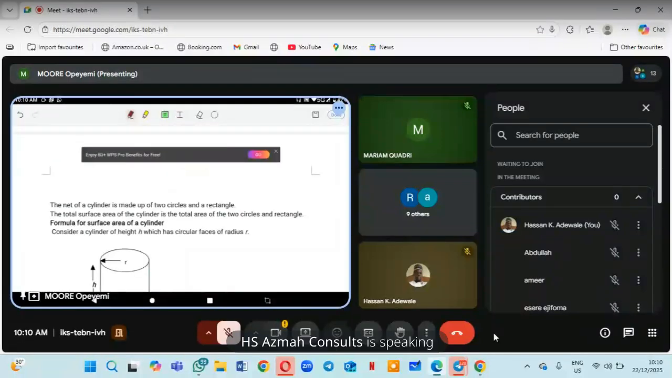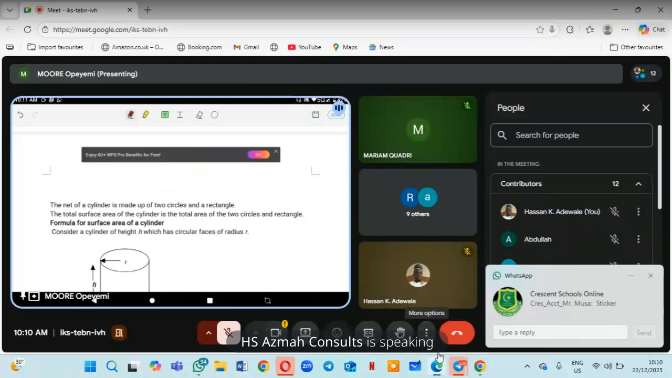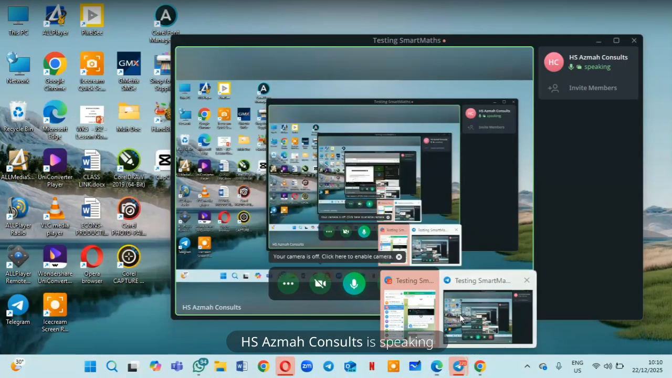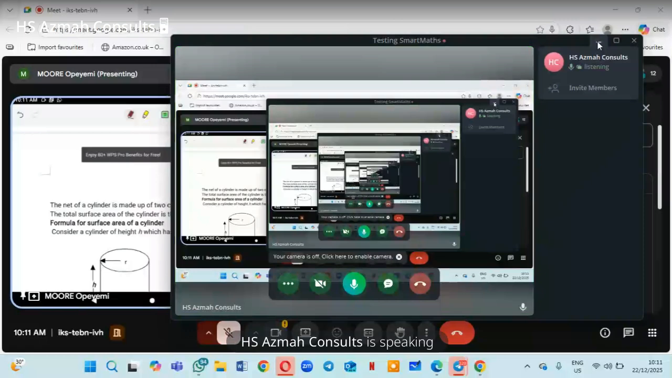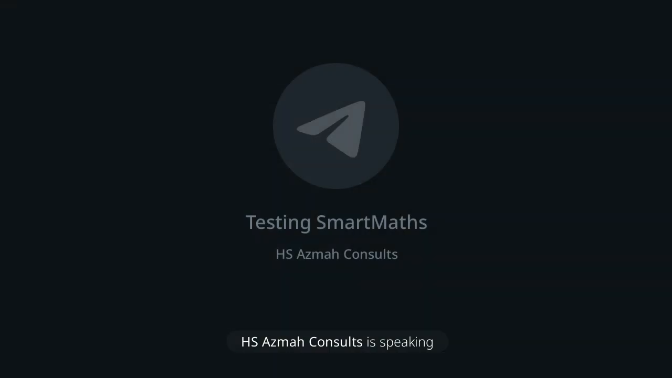Let's continue on the rectangle. The total surface area of the cylinder is the total area of the two circles and the rectangle. So now, this is what we need to know, the formula for the surface area of the cylinder. Consider a cylinder. If you want to calculate the surface area, remember it has three surfaces.